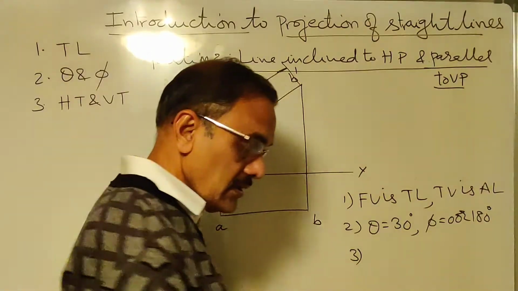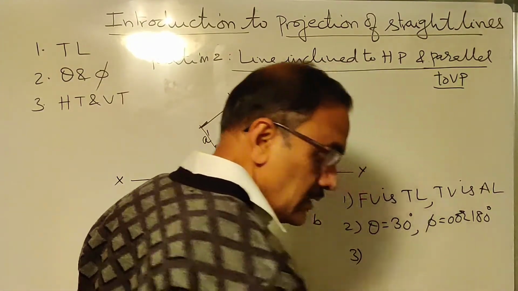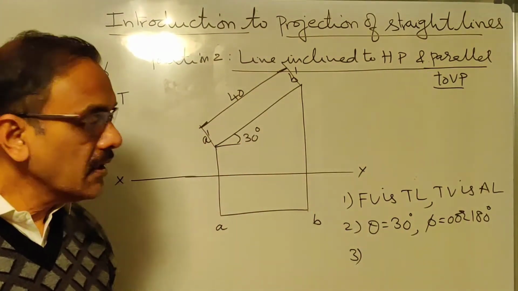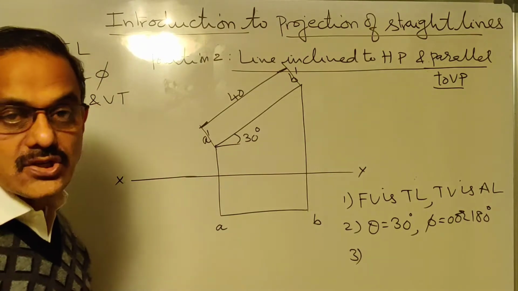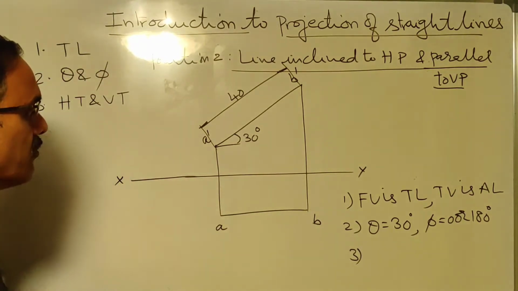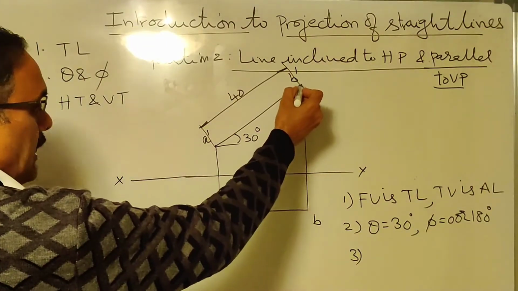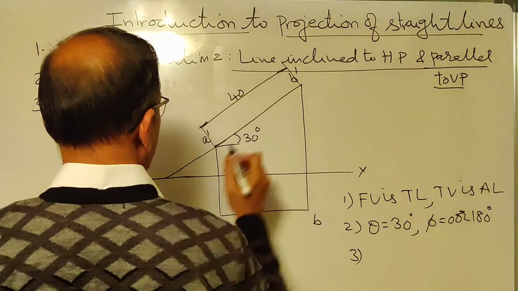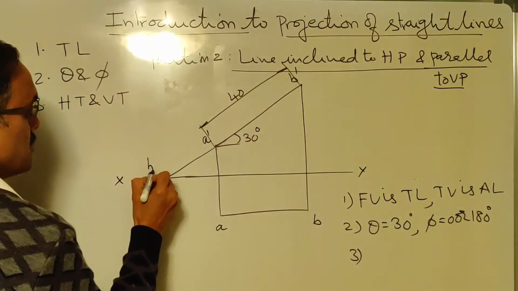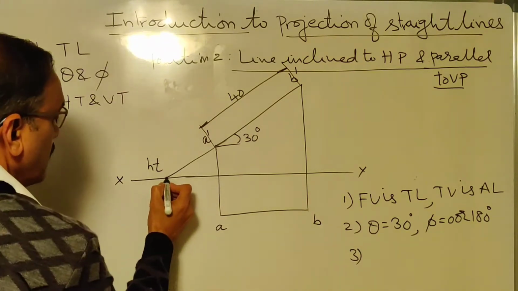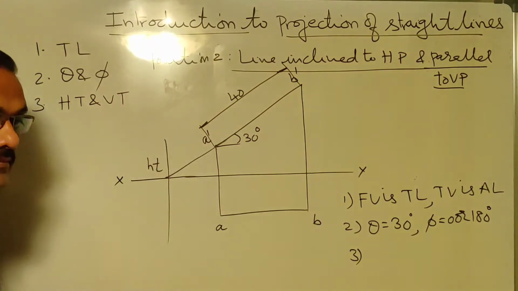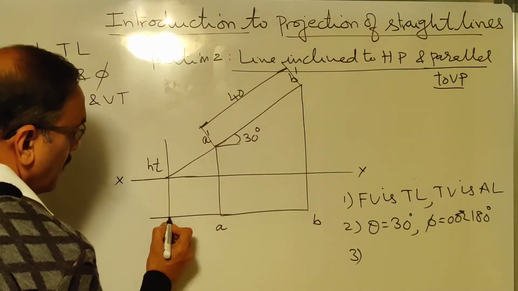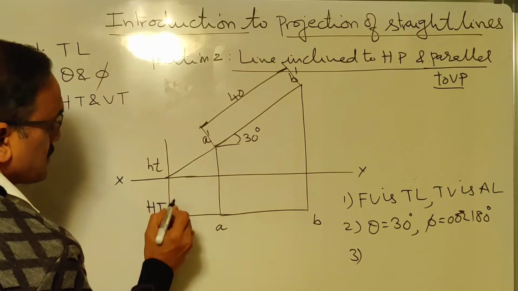How to find HT? In space, that is how you get HT. When you extend it, the point of intersection with HP is HT. But how do you find it on the drawing sheet or on the board? This is the procedure. What you have to do is extend the front view to intersect the XY line at some point. You can call it a small h t. At that point, you will draw a line perpendicular to XY. Then extend the top view. Wherever they intersect, that is your horizontal trace.